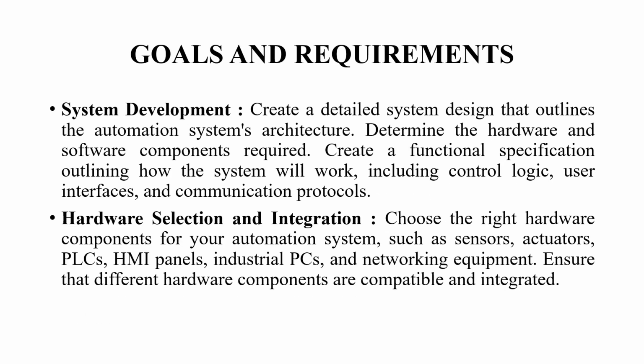So next, the goals and requirements. System development. So to create a detailed system design that outlines the automation system's architecture, that's a goal. So determine the hardware and software components required and create functional specifications that outline how the system will work, including the control logic, user interface, and communication protocol. Next is the hardware selection and integration. So here the right hardware components for the automation systems are chosen. For example, you can consider what types of sensors, actuators, and HMI devices are used for networking.